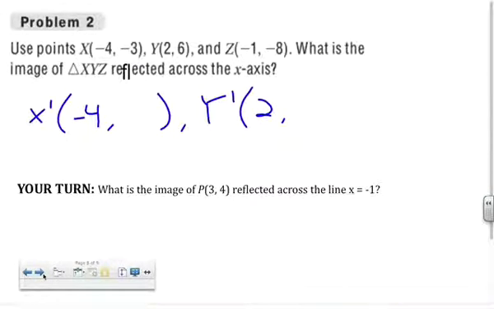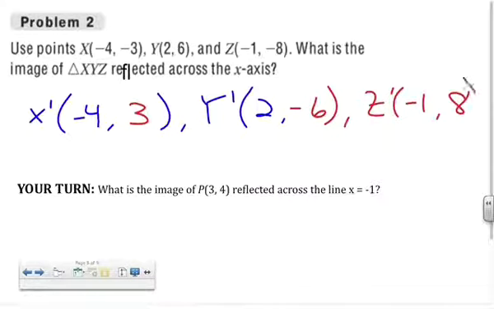I know y prime is 2 comma something, and I know z prime is -1 comma something. Now here's the beautiful thing about reflecting over an axis. Well, the x, say it again. Exactly, the sign is all that changes. So I know x prime is -4, +3. I know y prime is 2 comma -6. And I know z prime is -1, +8.